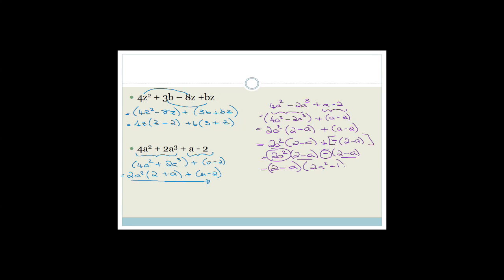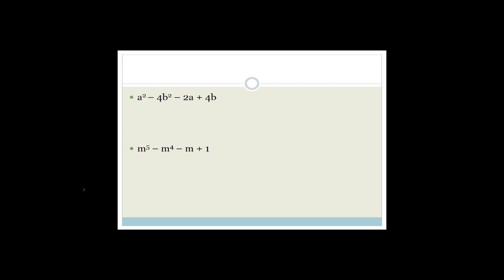minus 1. Now some of you might be very tempted to say this is the difference of two squares because this is an a squared and that's a 1. Almost, but not quite, because of this number here. 2 is not a perfect square, so this is not the difference of two squares. So we are finished with that sum. Okay, let's move on. Now we've got a squared minus 4b squared minus 2a plus 4b.